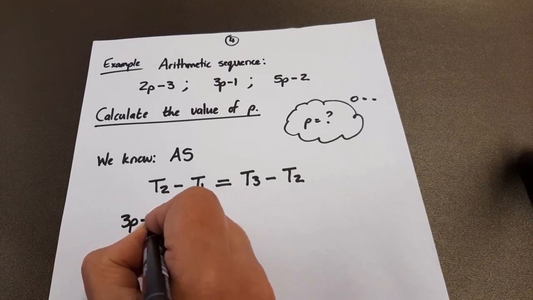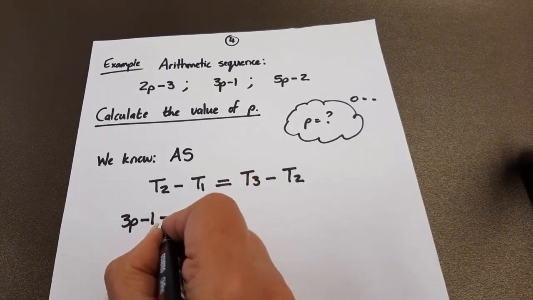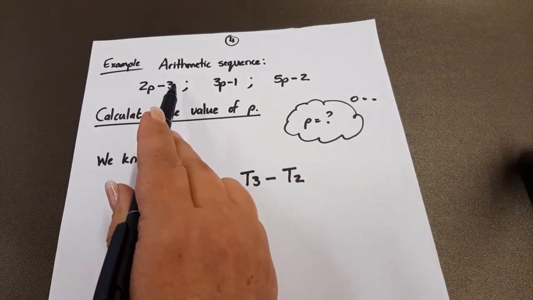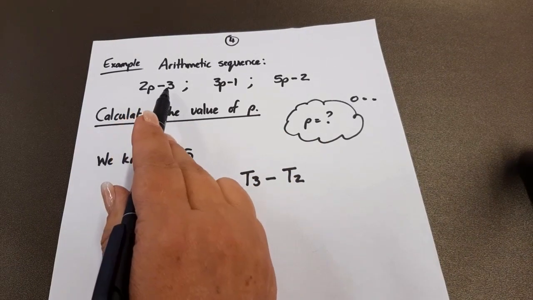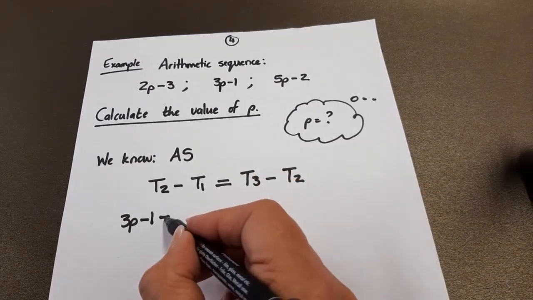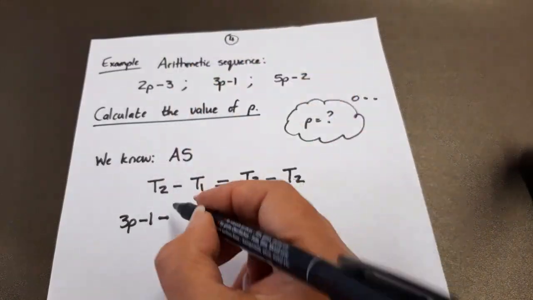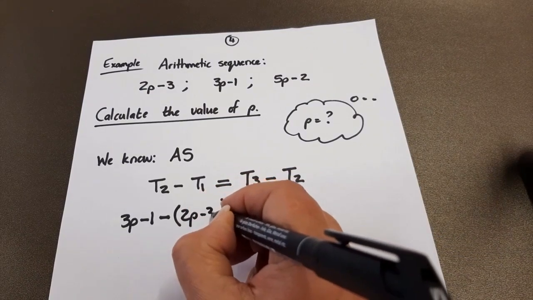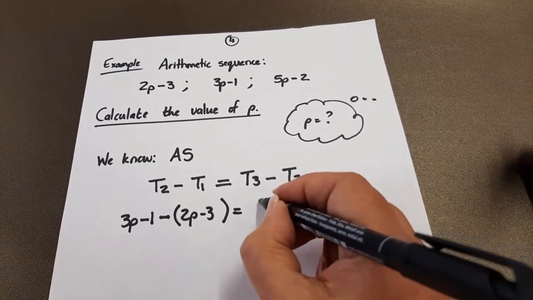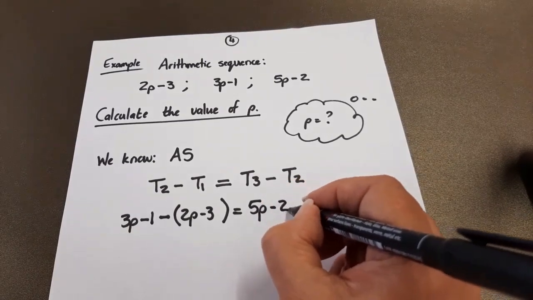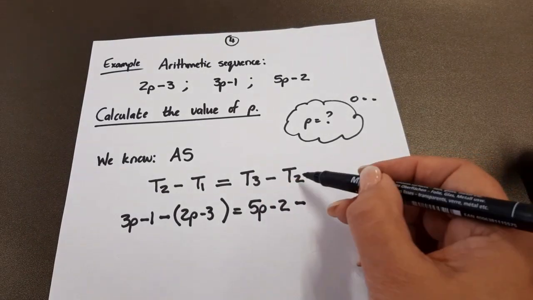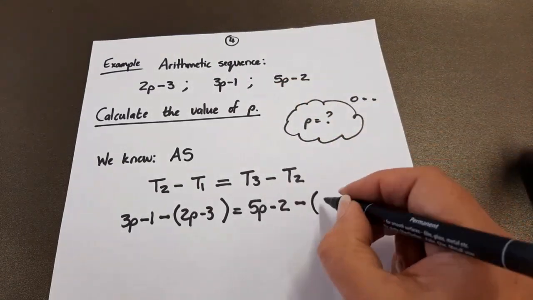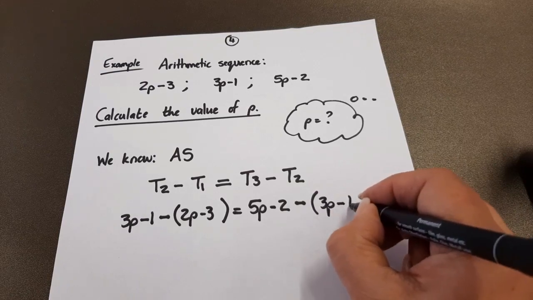3p minus 1, minus term 1, which is 2p minus 3. It consists of two terms, and because we have a minus with two terms, we have to put this in a bracket. Term 3 is 5p minus 2, minus term 2, which consists of two terms, so we need to put it in a bracket: 3p minus 1.